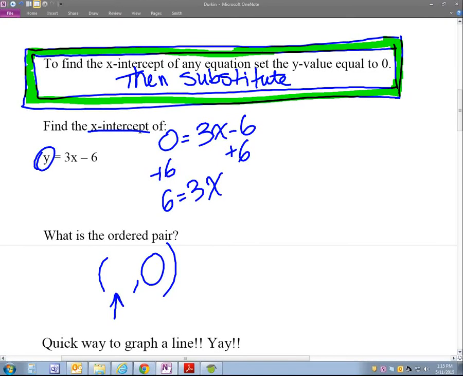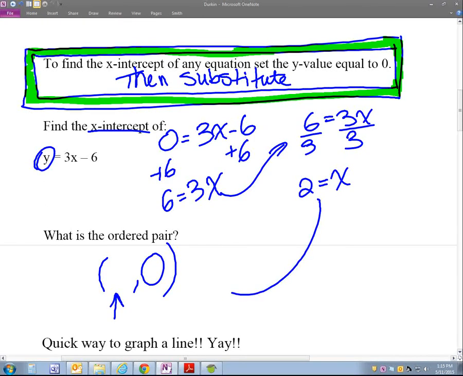Now, if you're listening or watching this, the reason why I'm shooting through this quick is because my kids know this and they should know this. And if they don't, they can look back in their previous videos because this is what we have to do on the test. So then I have 6 equals 3x. I'm just coming up here for space reasons. 2 equals x. So I can substitute this guy over there from where we started. So the ordered pair is 2, 0. That's where the line of y equals 3x minus 6 crosses the x-axis.